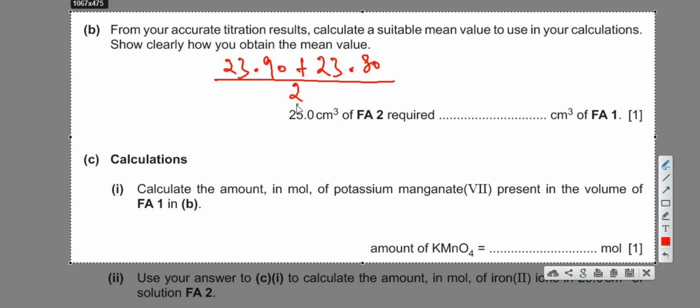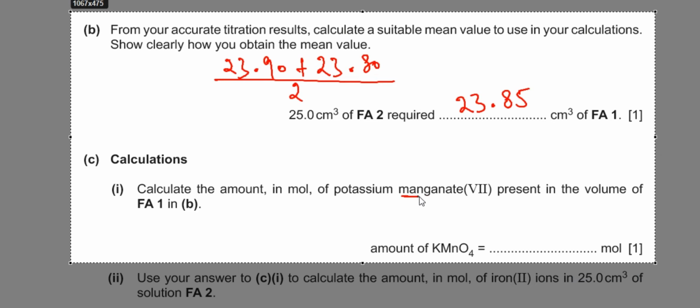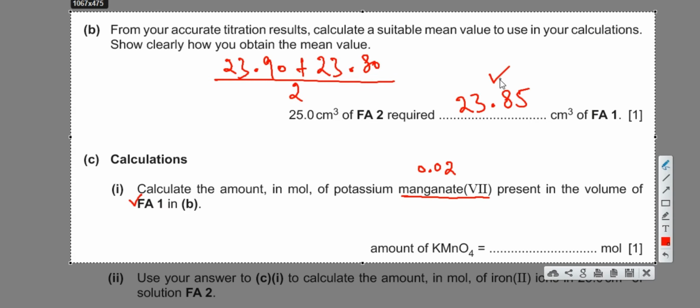The readings which are consistent, you count how many those are, divide, and you get the value, which is 23.85. Is that clear? So this is the way you can find the mean titer. Then he says calculate the amount in mole of potassium manganate. Remember the concentration of potassium manganate, that was FA1, was given and was 0.02, and the volume which we titrated using the burette is 23.85.